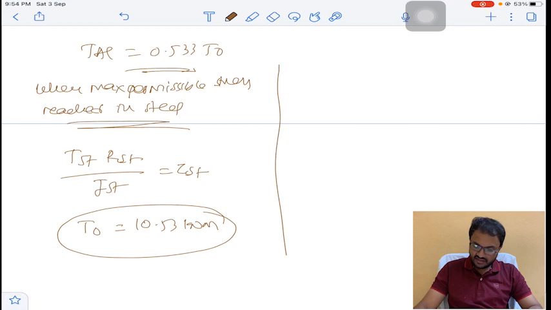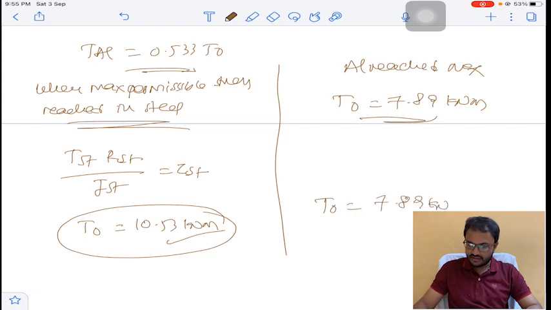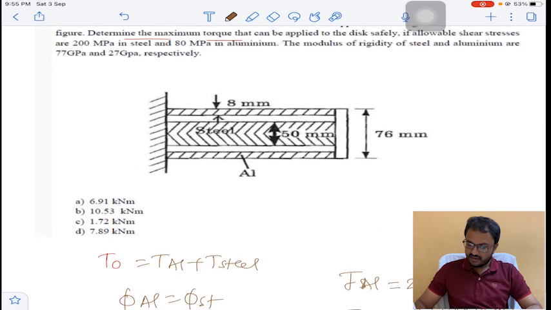And now when aluminum reached maximum, we got T naught is equal to 7.89 kilonewton meter. So out of these two, we need to take the minimum value, because whenever we apply 10.53, aluminum will fail. Whenever we apply 7.89 kilonewton, steel will not fail, because it is lesser than the steel limit. So the answer for this question is 7.89 kilonewton meter. So this will be option D for question number 11. Okay, thank you.